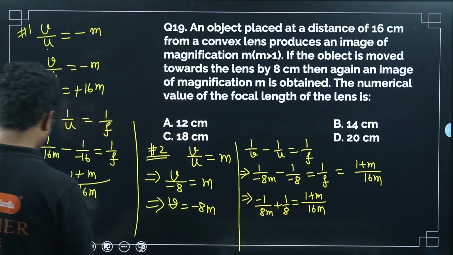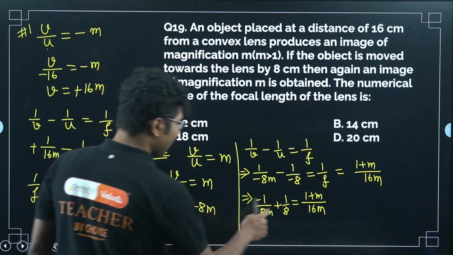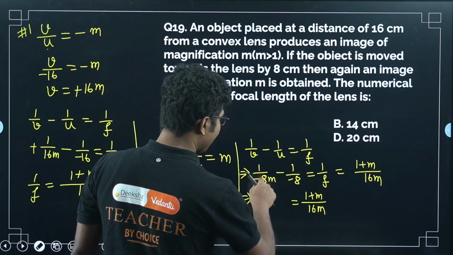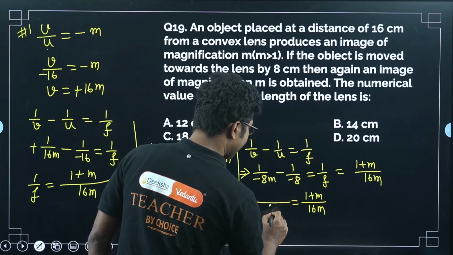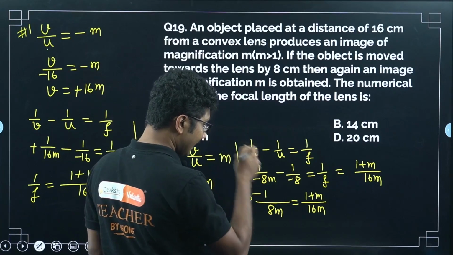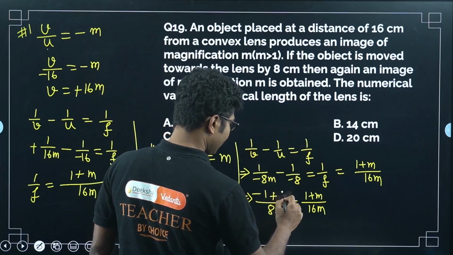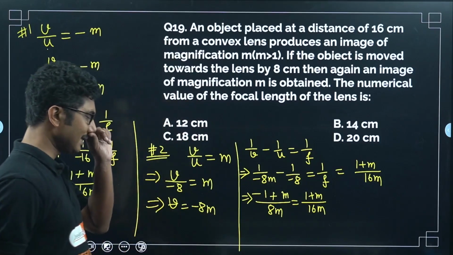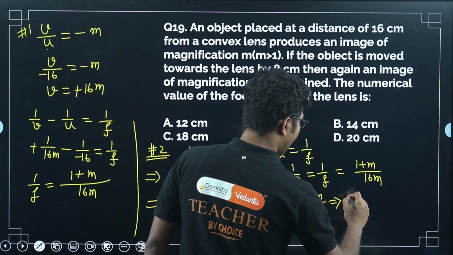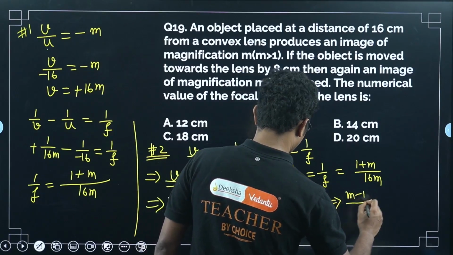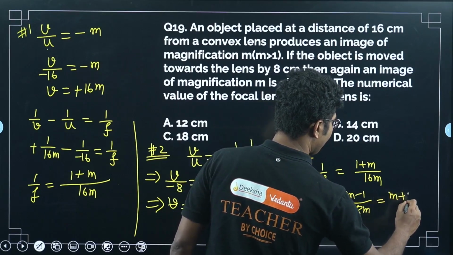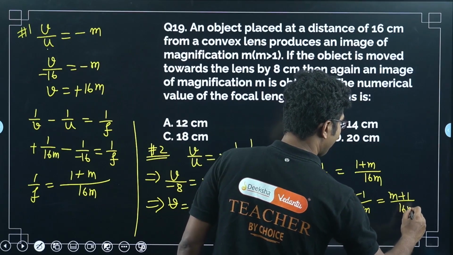8m and 8, what is the LCM? LCM will be 8m, because there was 8m here. So here we will get minus 1 because 8m is already there, and plus m because only 8 was here. So in this case we will get (m minus 1) by 8m equals (m plus 1) by 16m.